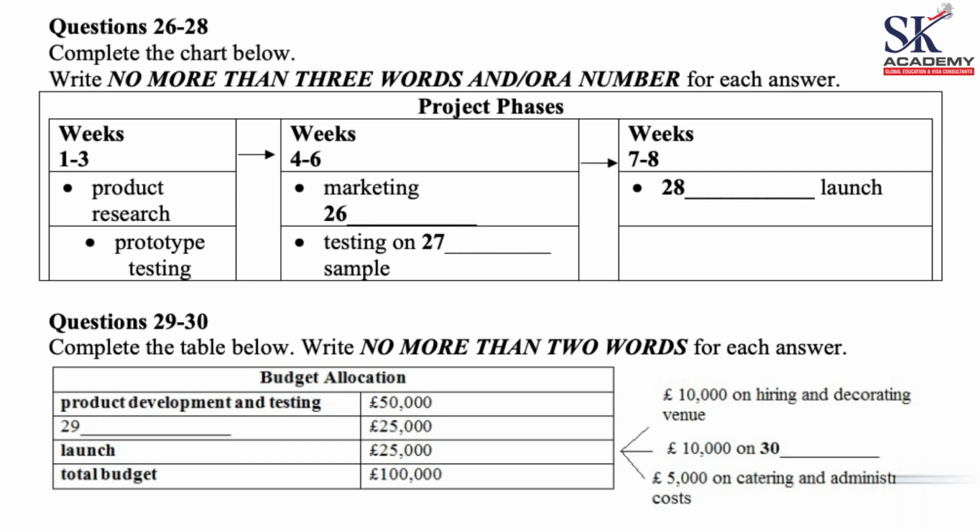Well, you've given us a total budget of £100,000. Of that, we're allocating 50% to product development and testing, a further 25% to marketing, and £25,000 will be spent on the launch. Penny, give me a breakdown of the launch costs, would you? Sure. £10,000 will be spent on hiring and decorating the venue, £10,000 will be spent on promotional work, and the remaining money will be used to pay for catering and administrative costs.